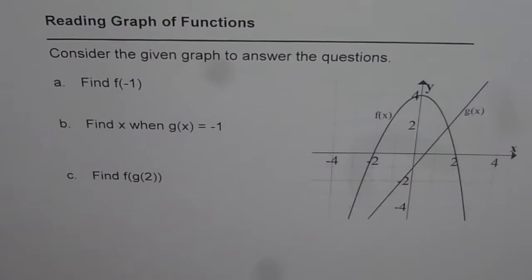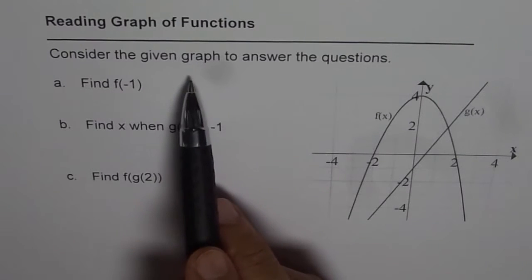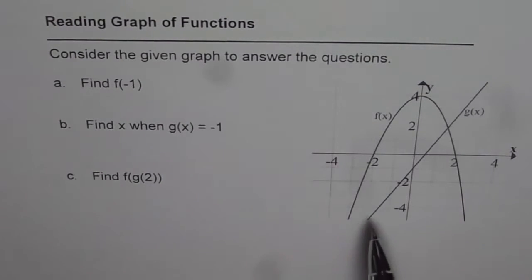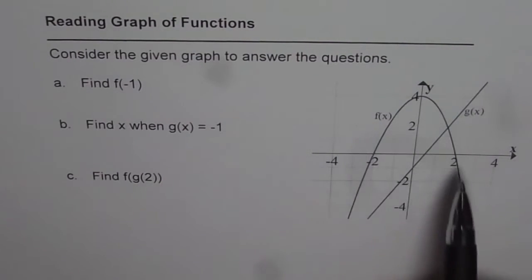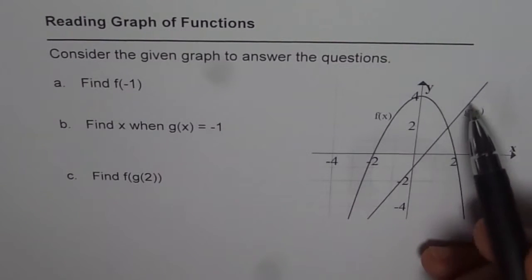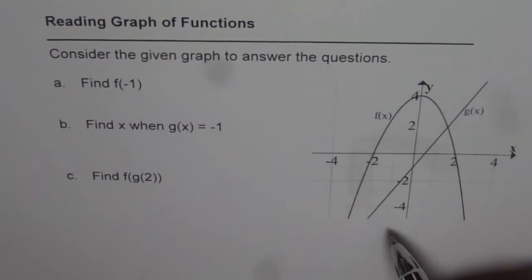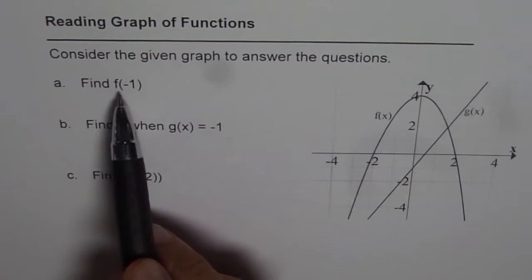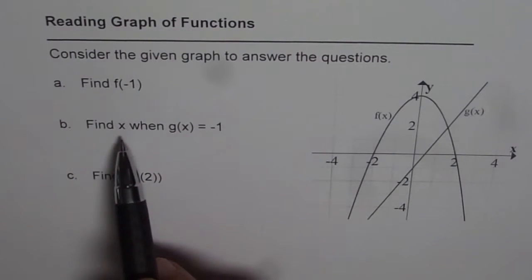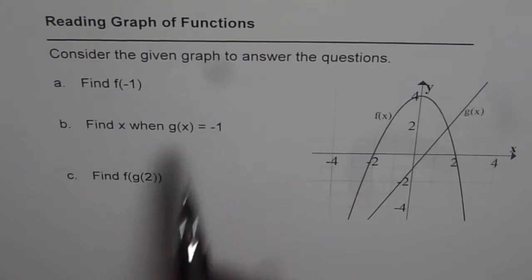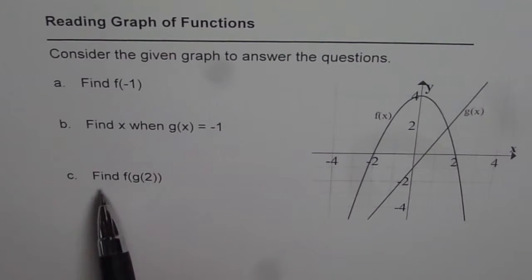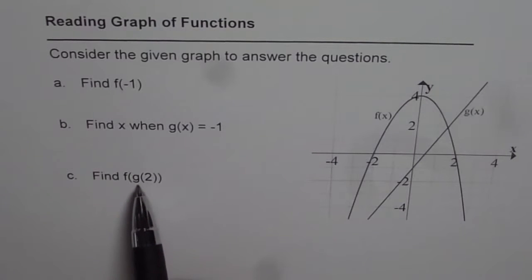Now let us understand how to read graph of functions. Consider the given graph to answer the questions. So here we have a parabola, which is f of x, and a straight line going through -1, which is g of x. The question is find f of -1, then we have find x when g of x is equal to -1. And next the question is find f of g of 2, right?